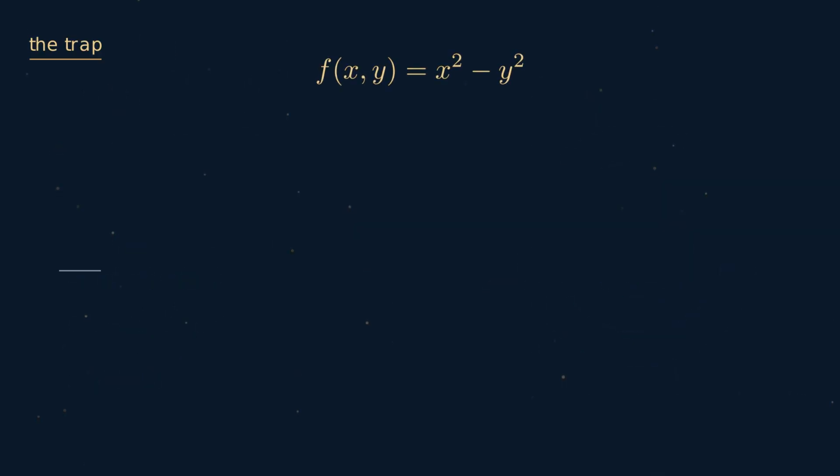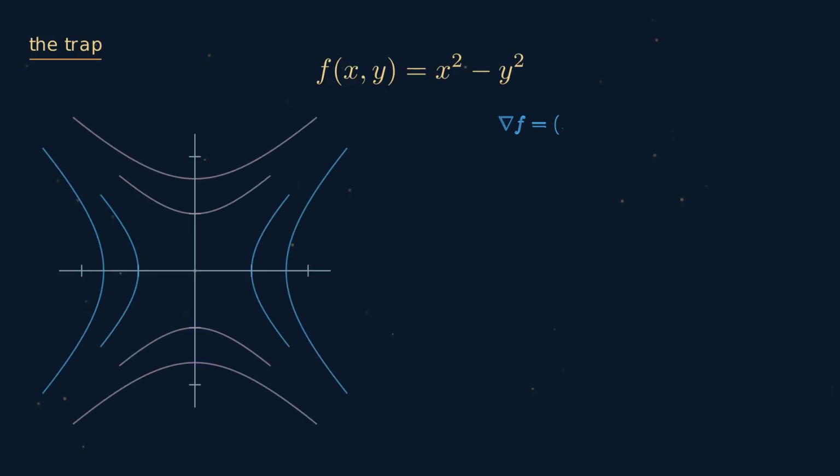Now for the point of this whole exercise. Consider x squared minus y squared. The gradient is 2x and minus 2y. It vanishes at the origin. A perfectly respectable stationary point.